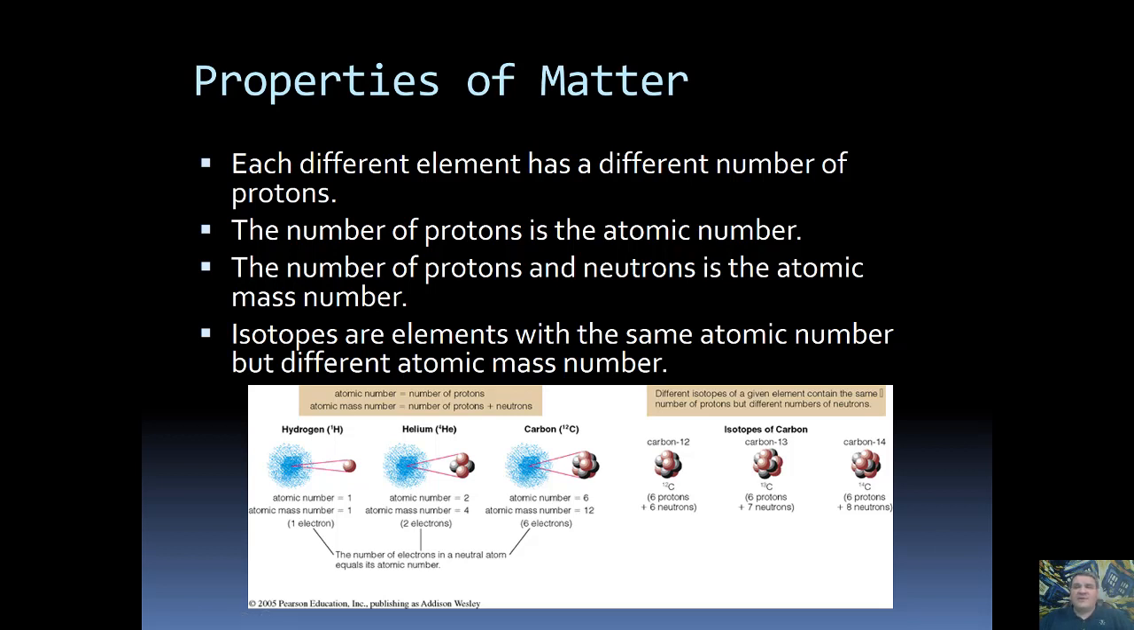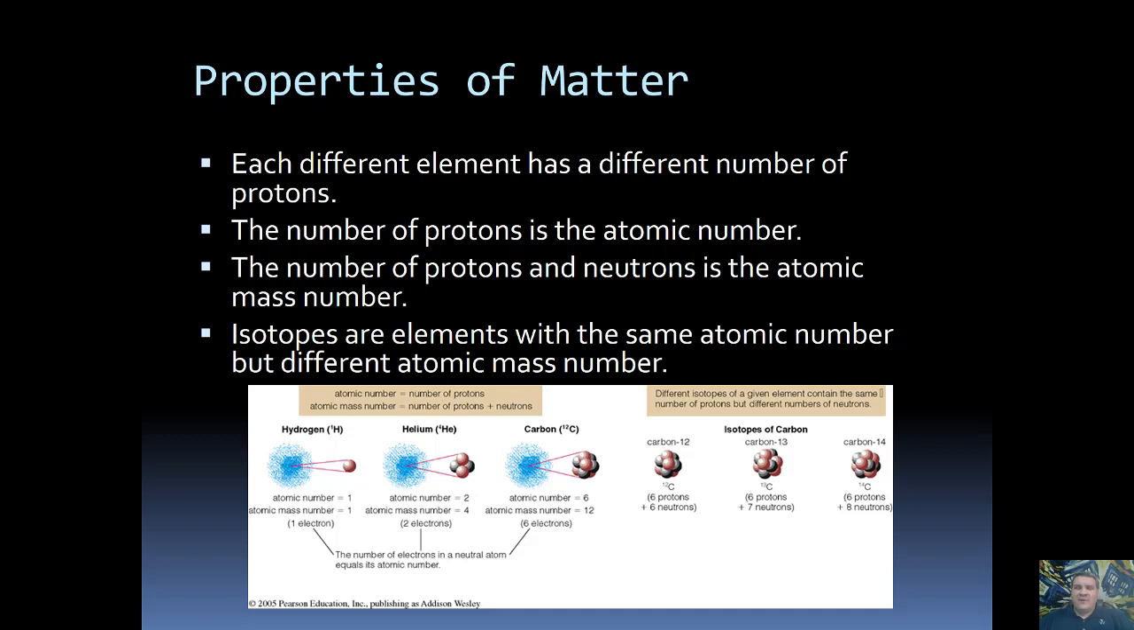Now remember, protons aren't the only particles in the nucleus, we also have neutrons. So the total number of both protons and neutrons, all of it all together, is the atomic mass number, sometimes simply called mass number. So the total amount of protons and neutrons in the nucleus is the mass number. Now, to be a given element, you only have to have the right number of protons. You can actually have differing numbers of neutrons.